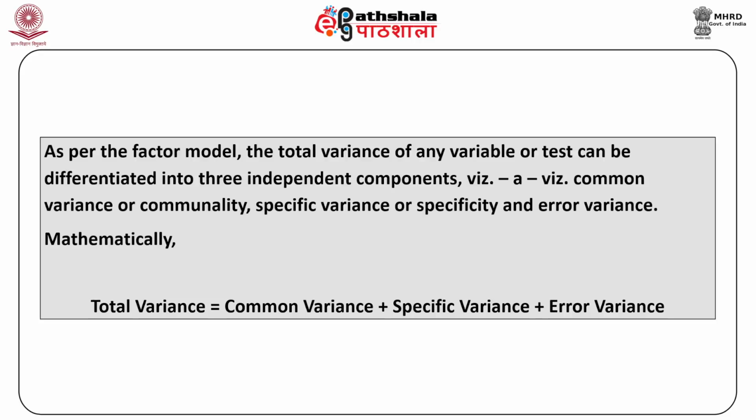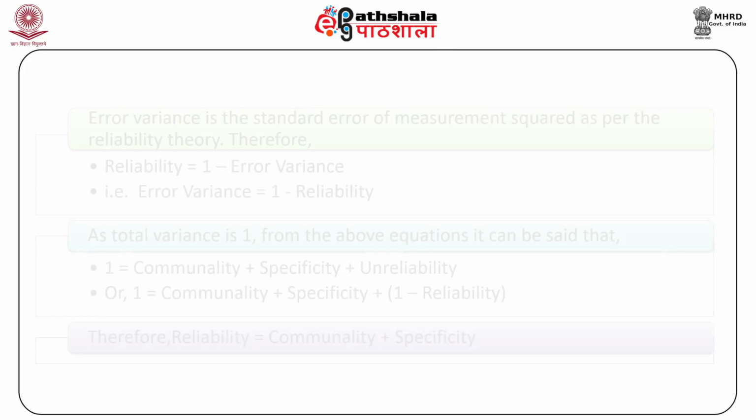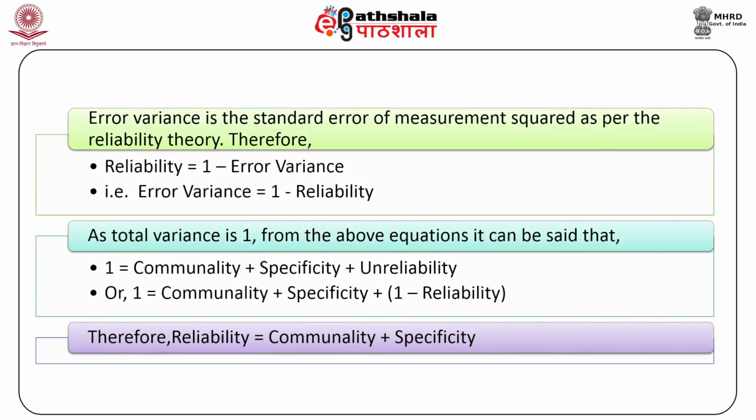Mathematically, total variance is equal to common variance plus specific variance plus error variance. Error variance is the standard error of measurement squared as per the reliability theory. Therefore, reliability is equal to 1 minus error variance. Error variance is equal to 1 minus reliability. As total variance is 1, from the above equations it can be said that 1 is equal to communality plus specificity plus unreliability, or 1 is equal to communality plus specificity plus 1 minus reliability. Therefore, reliability is equal to communality plus specificity.